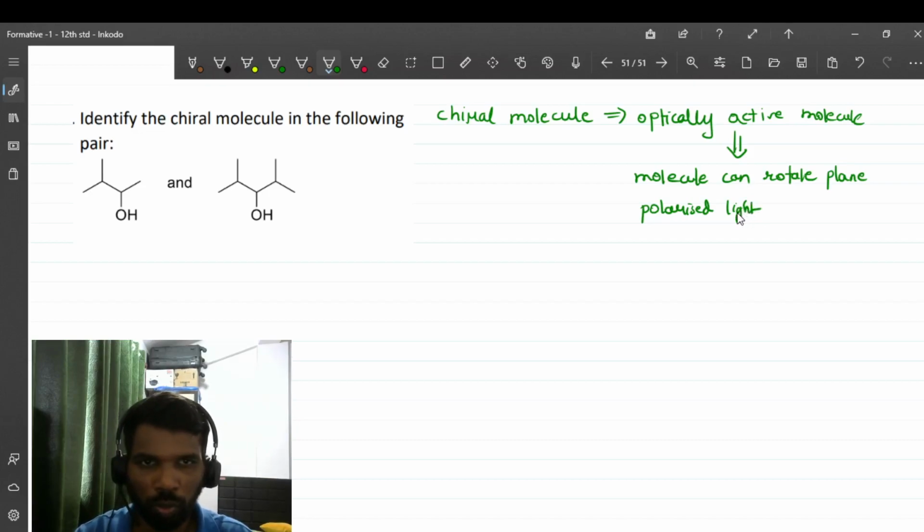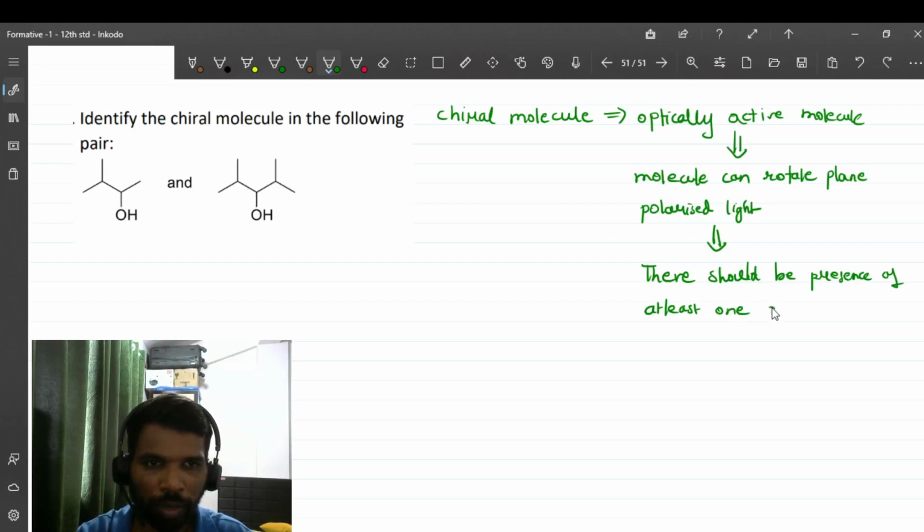Okay, so an optically active molecule, or a molecule which can rotate plane polarized light, that is what is chiral. What is the condition? There should be the presence of at least one asymmetric carbon. Asymmetric carbon means what? What is the definition of asymmetric carbon?